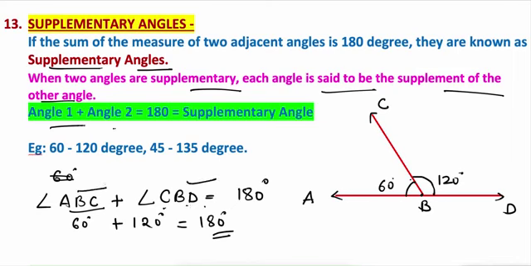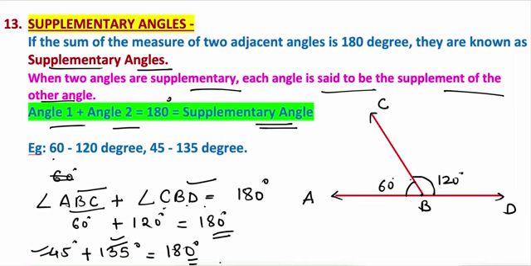If angle 1 plus angle 2 is equal to 180 degrees, then they are called supplementary angles. So supplementary angles can be of any degree. 60 plus 120 is 180. If one angle is 45 degrees, the other angle is 135 degrees, then also the sum is equal to 180 degrees. So these two angles, 45 degrees and 135 degrees, are also supplementary angles.